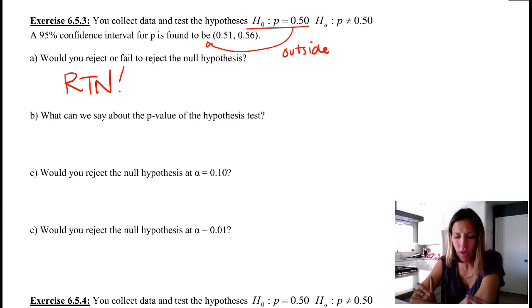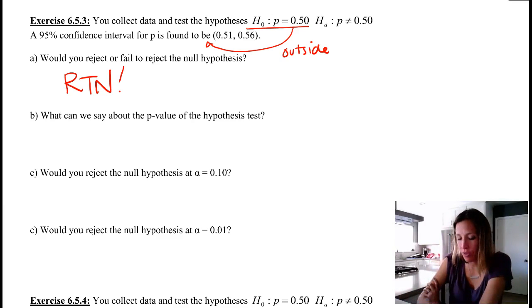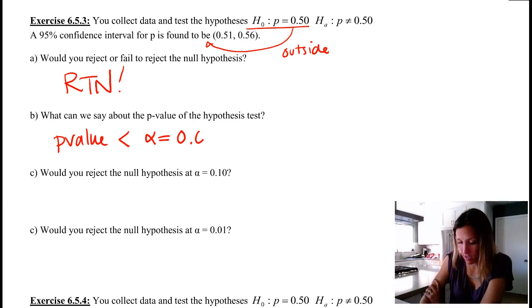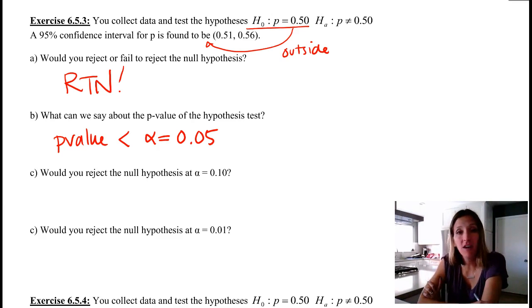Now the second question is where this takes a weird turn. It says, what can we say about the p-value for the hypothesis test? Since we rejected the null, we know that the p-value must have been less than our alpha. And we actually know a little bit about our alpha, right? If we have a 95% confidence level, the corresponding alpha for that is just its complement, since we're dealing with a two-tailed test, of 5%.